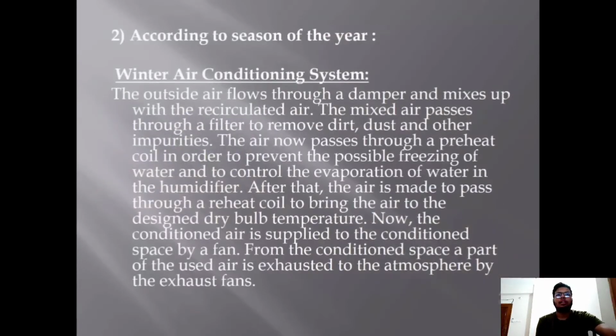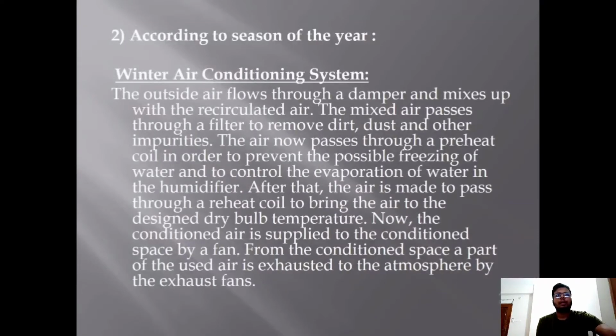Going to the next slide, another topic is according to season of the year. There are 3 common air conditioning systems available according to the season of the year: the winter air conditioning system, the summer air conditioning system, and the last one is the year round air conditioning system. Talking about the winter air conditioning system, the outside air flows through a damper and mixes with the recirculated air. The mixed air passes through a filter to remove dirt, dust and other impurities.